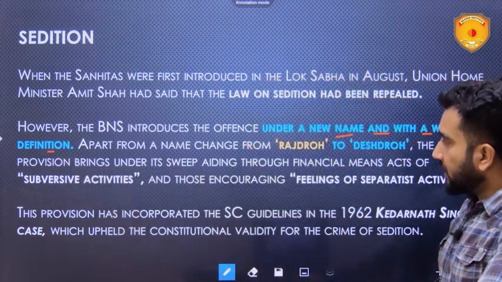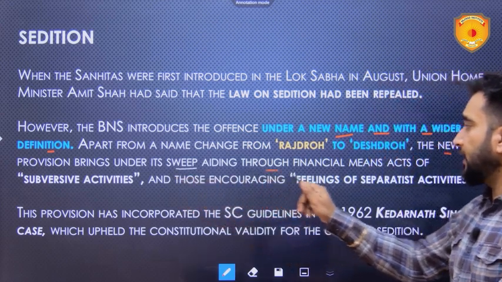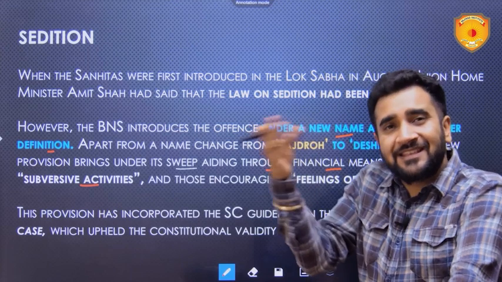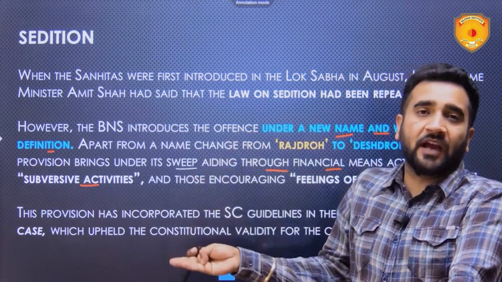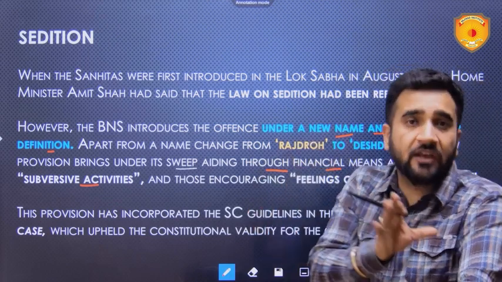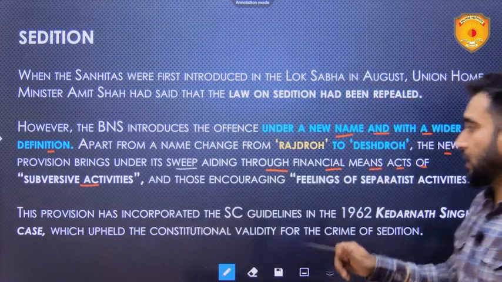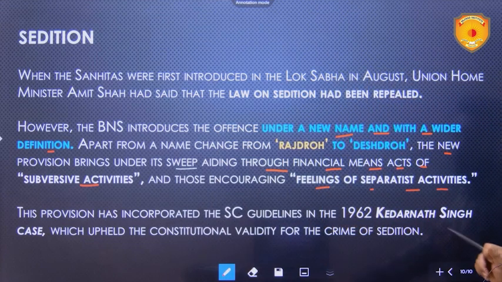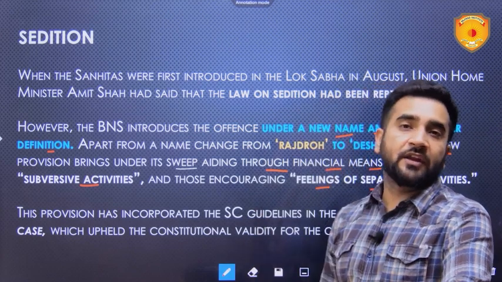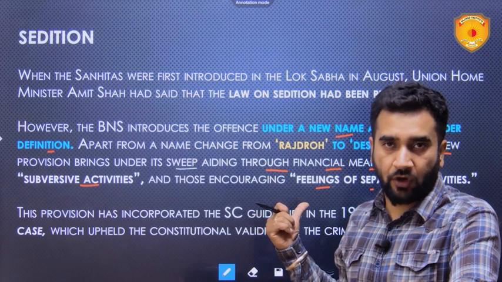So, what is the wider definition? We will see. The new provision brings under its sweep aiding through financial means acts of subversive activities. Means if you are financing any activity which is going against the country, then also that will be considered as sedition, which was earlier not there in Section 124A of the IPC. So its ambit has increased. And those encouraging feelings of separatist activities, they will also be targeted, whether they are here in India or on outside land. The Khalistanis example definitely comes to my mind when I talk about this.